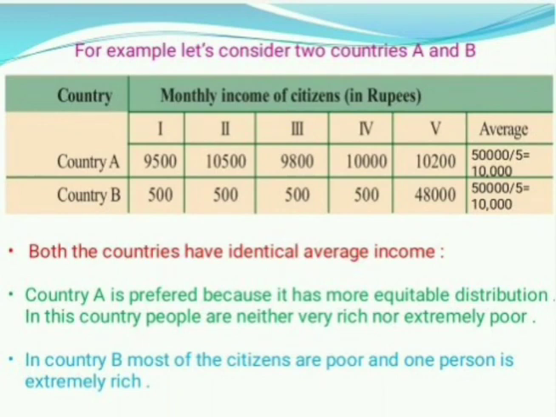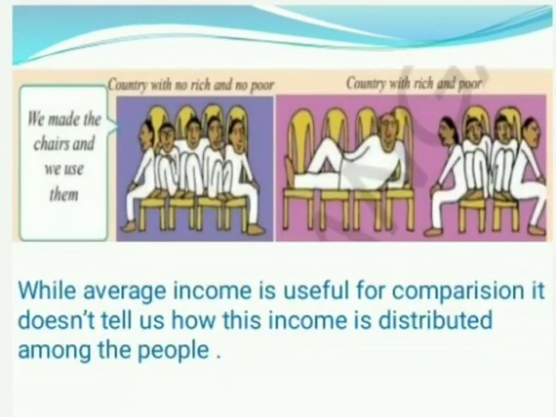Country A is preferred because it has more equitable distribution. In this country, people are neither very rich nor extremely poor. But in country B, most of the citizens are poor and one person is extremely rich. In this image, we can see disparities clearly. While average income is useful for comparison, it does not tell us how this income is distributed among the people. So, per capita income is not enough to decide whether a country is developed or not. We need some other criteria.